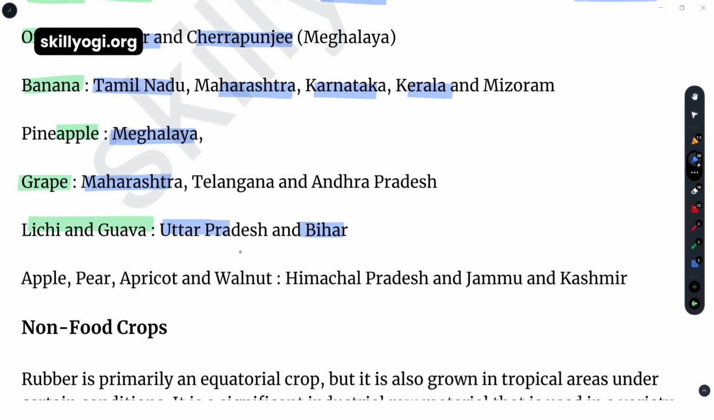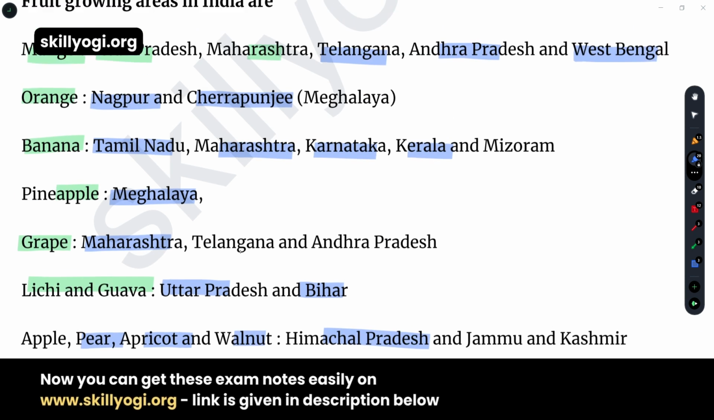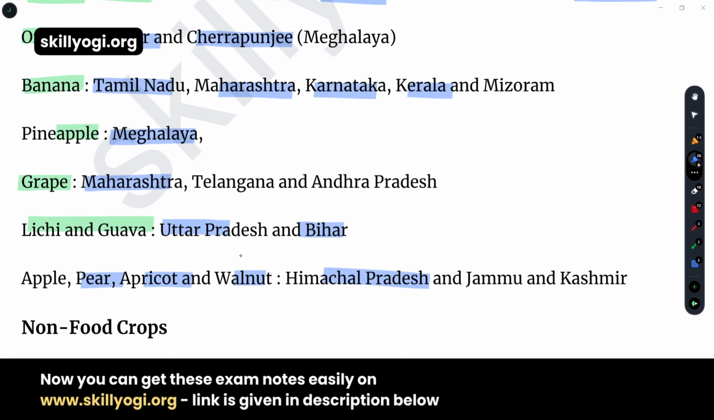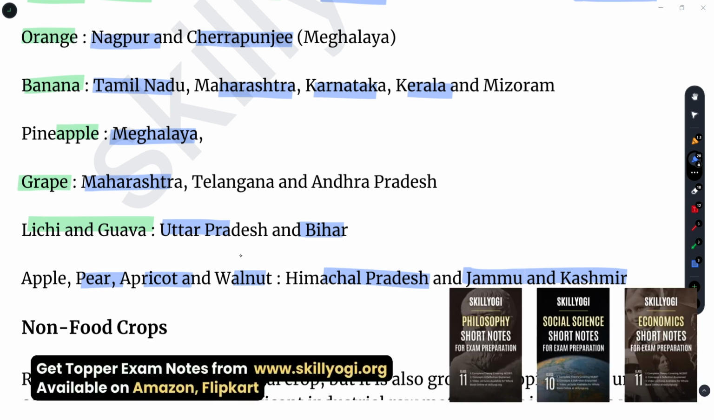Besides these, apple, pear, apricot, walnut are in Himachal Pradesh. These are mountain area crops, and you can call them fruit growing areas, and also Jammu Kashmir. So apple and apricot we get from Himachal Pradesh. In Kinnaur the apple production is more, and in Jammu Kashmir also.